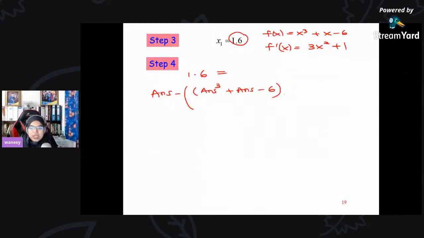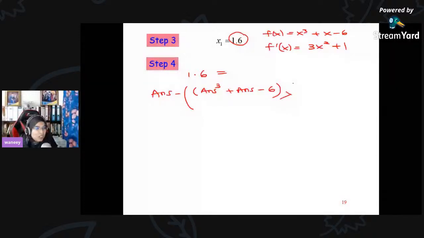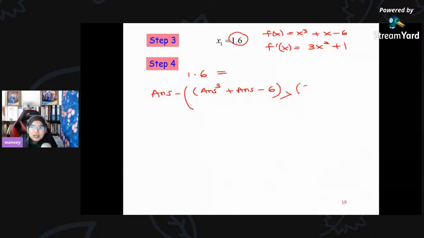Lepas boleh nak letak simbol yang tu pun boleh. Atau letak simbol yang bahagi tu pun boleh jugalah. Mana-mana pun tak apa. Okay, so simbol fraction ke, simbol bahagi ke. Lepas tu kita buka satu lagi kurungan. Kita letak 3 answer square plus 1. Tutup kurungan untuk bahagian denominator. Tutup kurungan untuk fraction. Lepas tu tekan sama dengan.